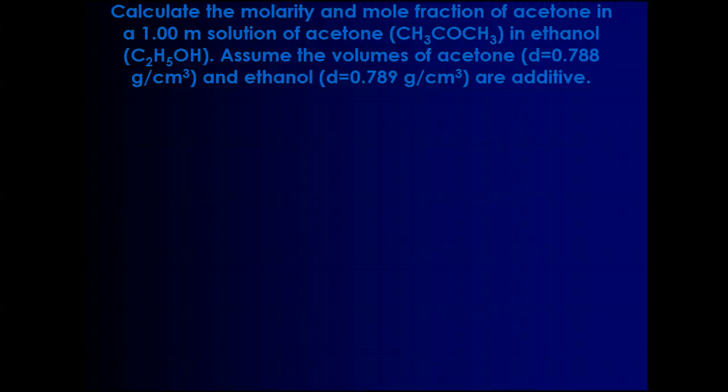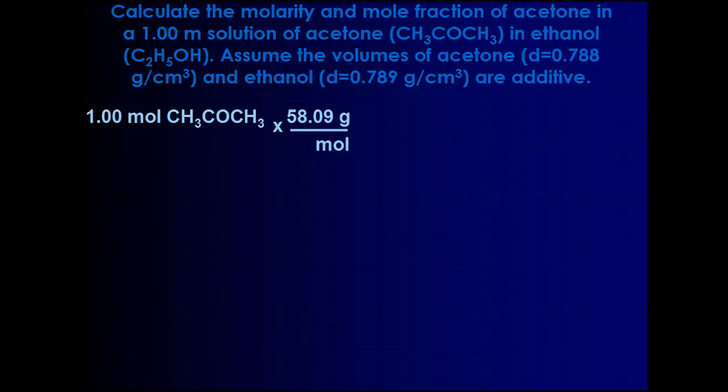We're also given the volumes of both components of our mixture, and we are allowed to assume the volumes are additive, so if we find the volume of one component and the volume of the second component, we can find the total volume. Since we're given molality, which is the moles of the solute acetone over a kilogram of solvent, we would need to find the volume of both pieces to find the volume of our solution for molarity.